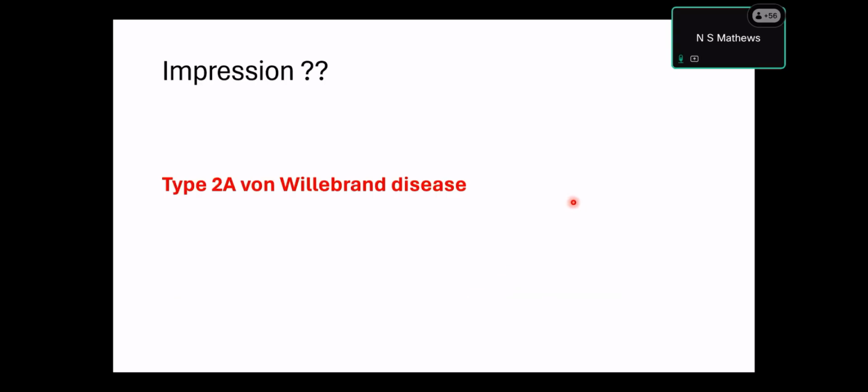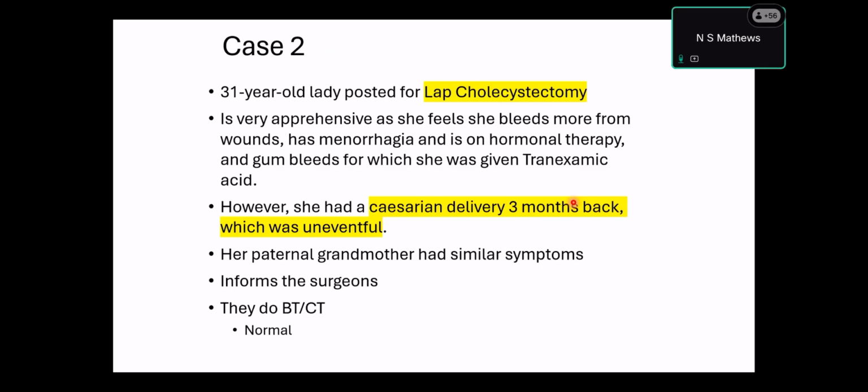So this is how we have gone on from the history, the bleeding history, trying to come to a diagnosis even before doing the test. Then based on each test, we go further and try to come to a diagnosis. So I have completed this case. I know it's 8 o'clock. I do have one more case. If you permit me, I will try to complete that faster.